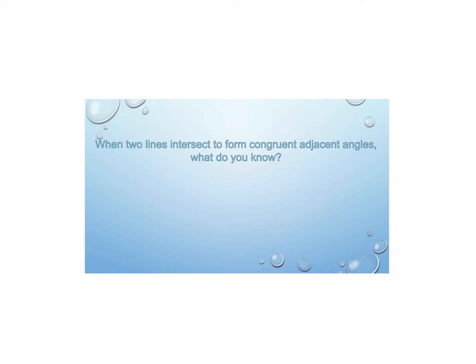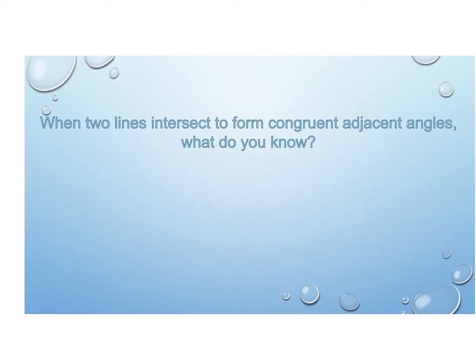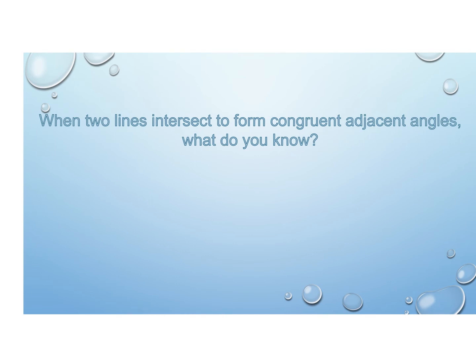I want you guys to go to the next slide, and I want you guys to talk for about 1 minute. If two lines intersect to form congruent adjacent angles, what do you know about those two lines? You may want to draw a picture. You have 1 minute to discuss. Go. Time. Does any group think that they got it and can explain why?